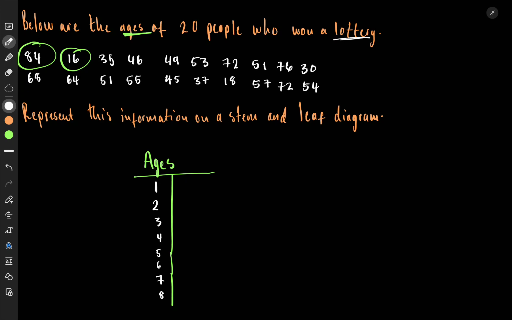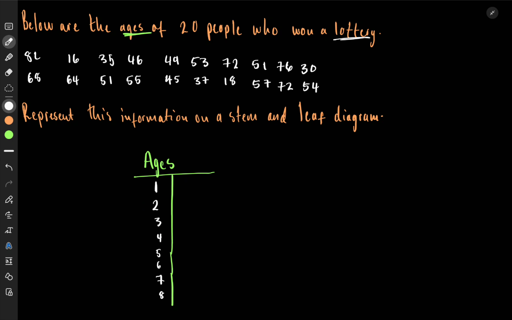What am I going to have? I'll start with the tens, okay? Since these are only 2 digits, if there were 3 digits it would be a little bit different, but these are only 2 digits. So yes, I'll put the first digit as my stem. This is the stem. Now I'm going to be putting the leaf. The leaf is going to be the last value. So let's start with the tens.